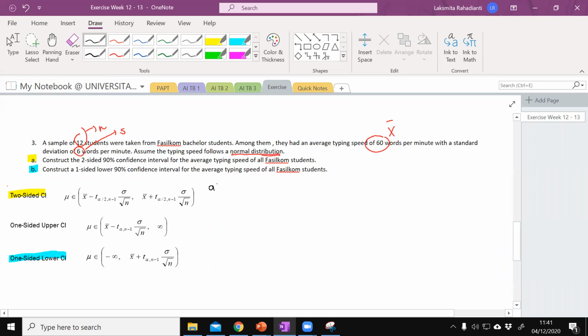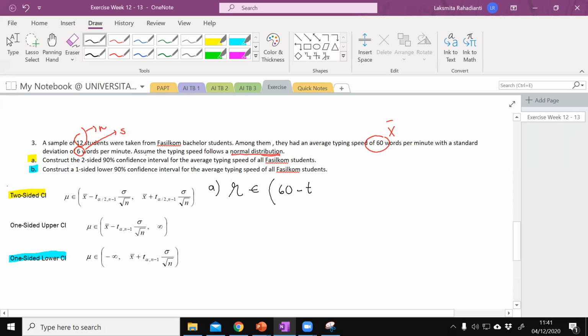So for the question A, what we need to compute is, I want to compute the average typing speed of all Fossicom students, or in other words, the population. I know that it will fall into this range. So X bar is 60 minus t alpha divided by 2.